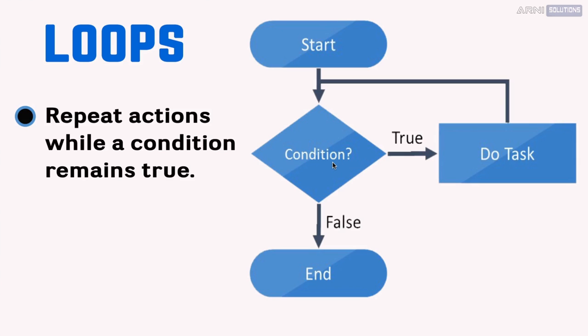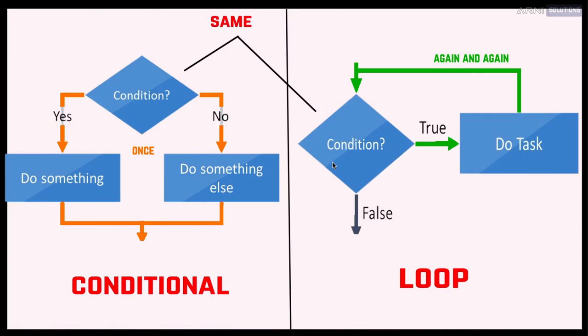These conditions are the same as we saw in our conditional structure and have only two answers, yes and no. Only difference is that in a loop we will keep doing the process again and again until the condition is true, while in a conditional structure we did it just once.